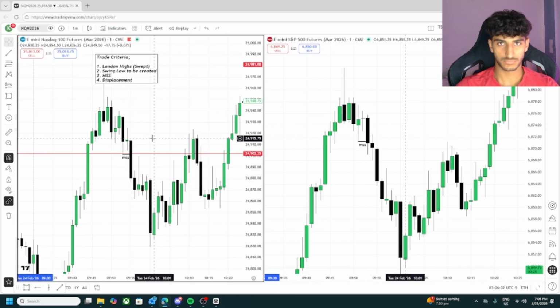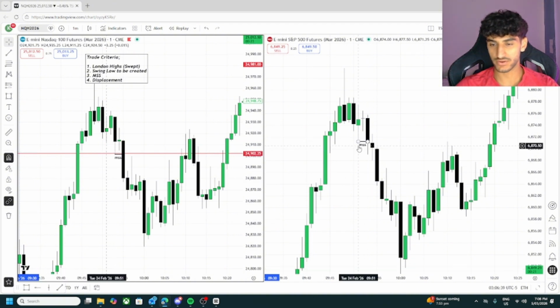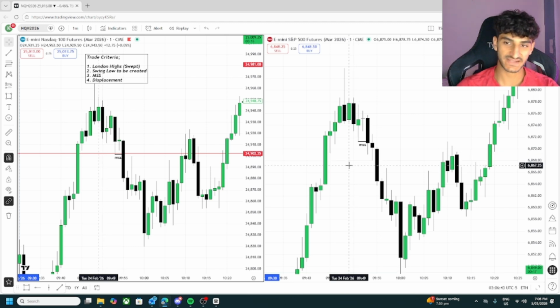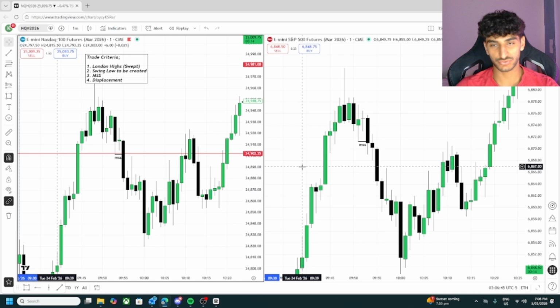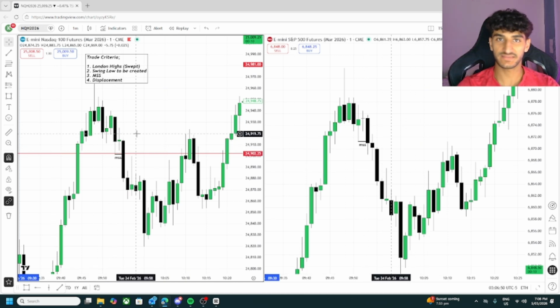I need to see both of them giving me the same price action in order, again, to have that high probability of a trade. Now, if you look very closely, we do get this swing low at 9:53 on NQ, and we get this swing low at 9:51 on ES&P 500. Now, the swing low doesn't have to be the exact same swing low. It could be a minute or two before or after, but as long as we have a swing low in that vicinity, then we should be fine.